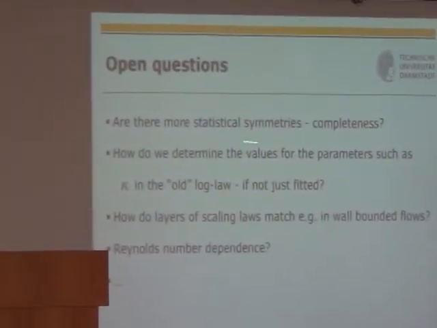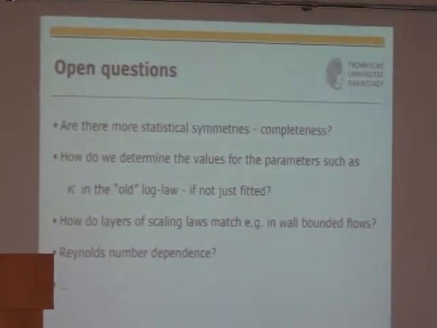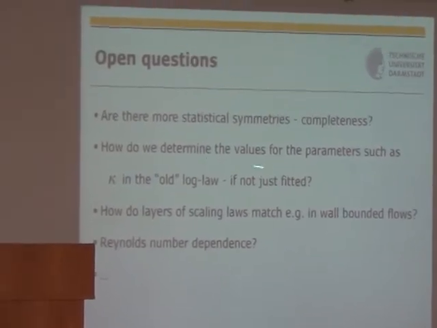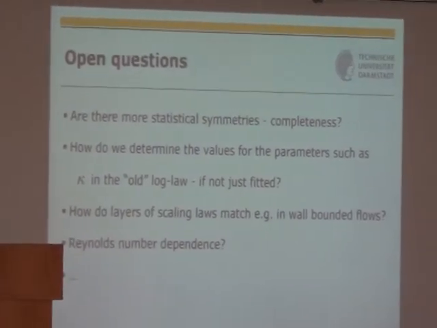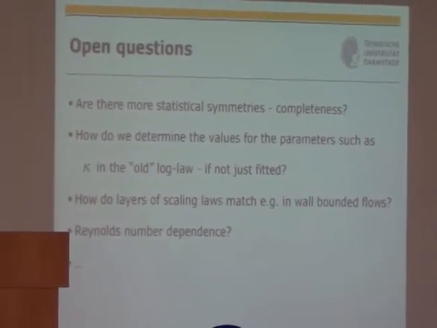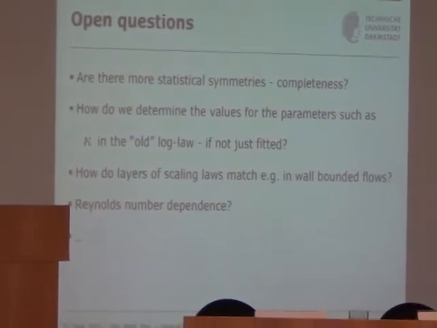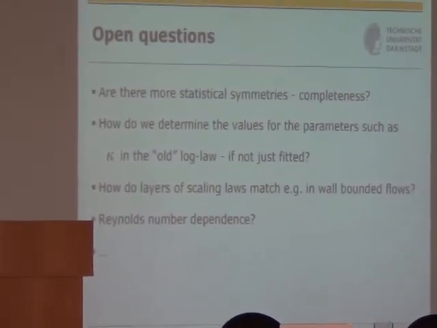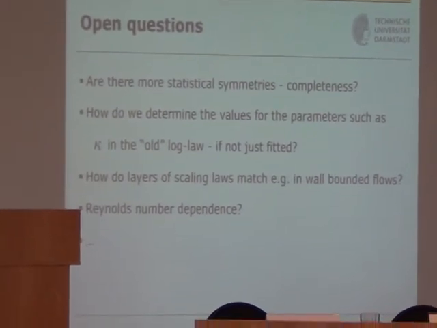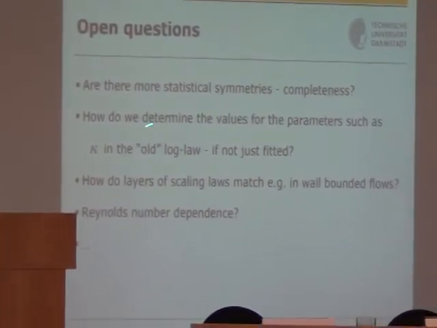But there are a couple of open questions. Do we have all the statistical symmetries? Is this complete? I just mentioned it very briefly. In the scaling laws there are numbers, in particular in this log law, which you find in any book, there is this kappa. If you do measurements, no matter where you do them, it's always around 0.4. Nobody knows where that comes from. That is an open question.